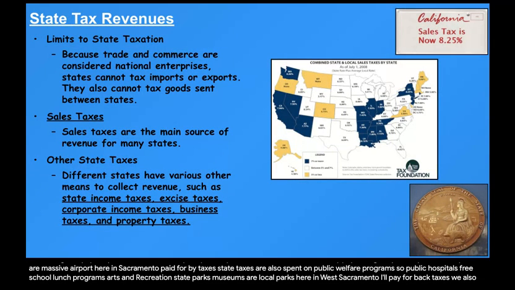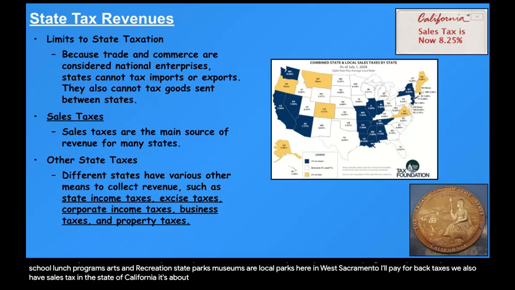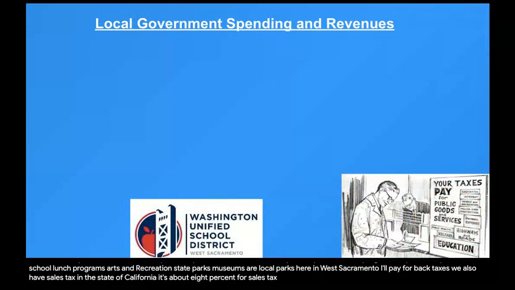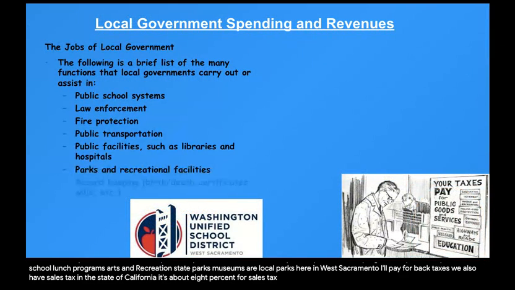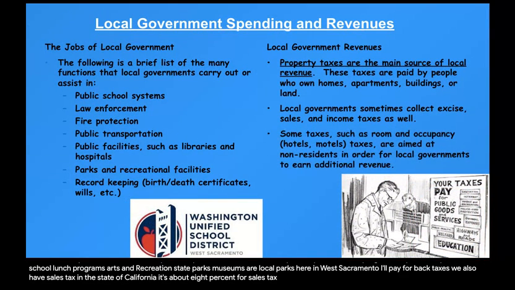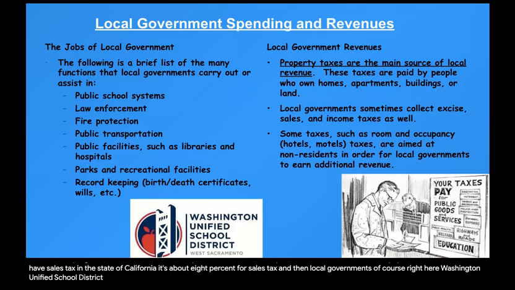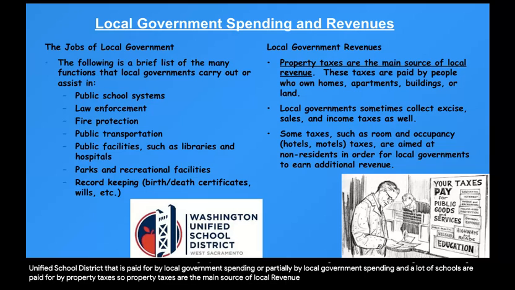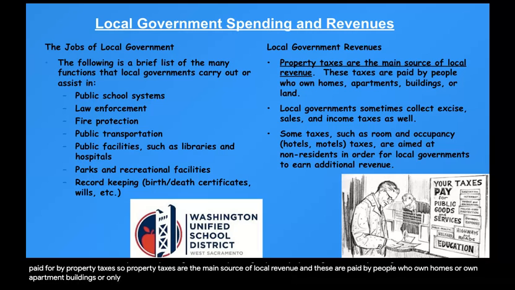We also have sales tax in the state of California. It's about 8% for our sales tax. And then local governments, of course, right here, Washington Unified School District, that is paid for by local government spending or partially by local government spending. And a lot of schools are paid for by property taxes. So, property taxes are the main source of local revenue, and these are paid by people who own homes or own apartment buildings or own land in the city.